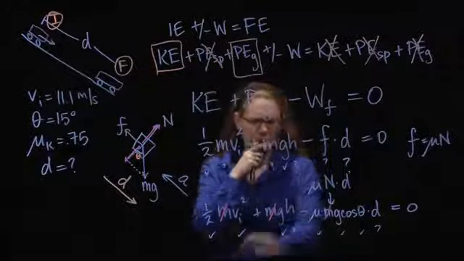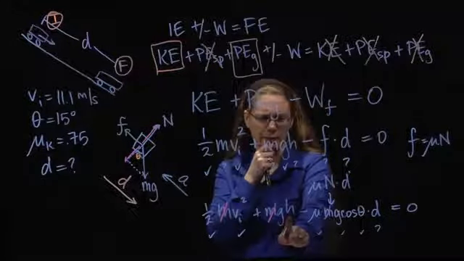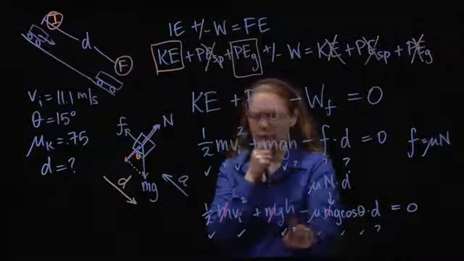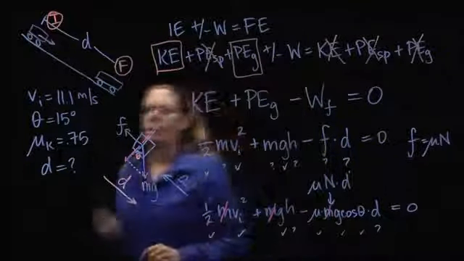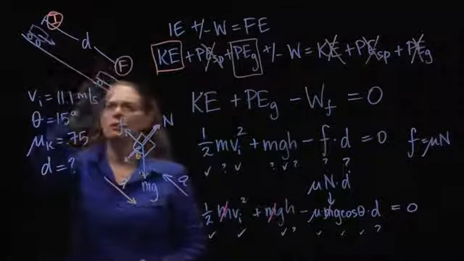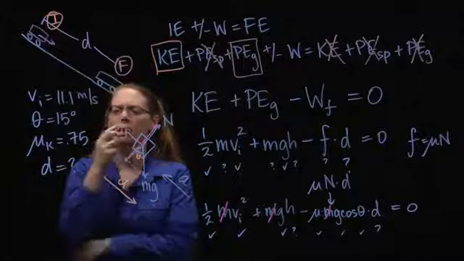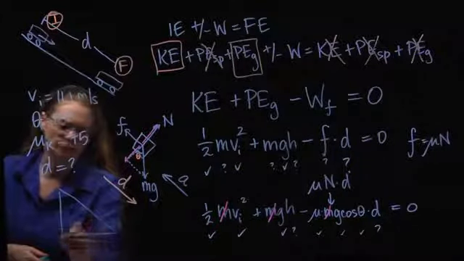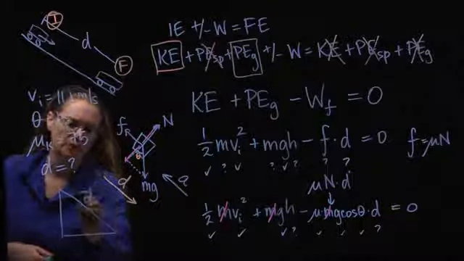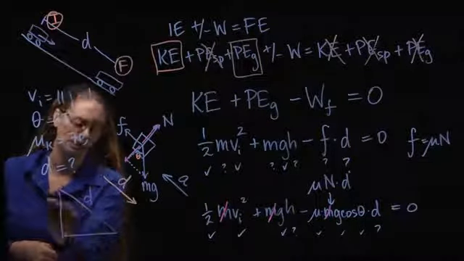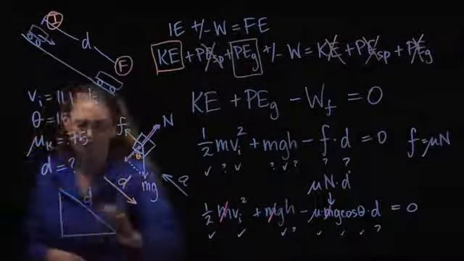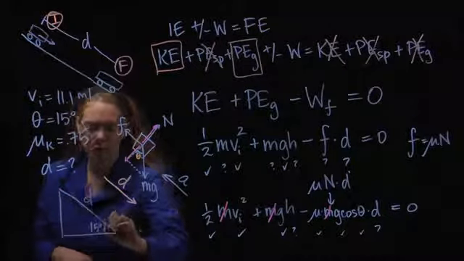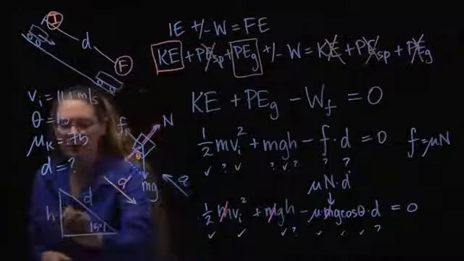The other thing we don't know is my height. I'm looking for d. I need to know my height. Okay, how can I figure out the height here? Well, I'm going to draw a new triangle. Let's see what we've got. So my distance is this along the hypotenuse of this triangle, 15 degrees from horizontal. This is going to be my height.